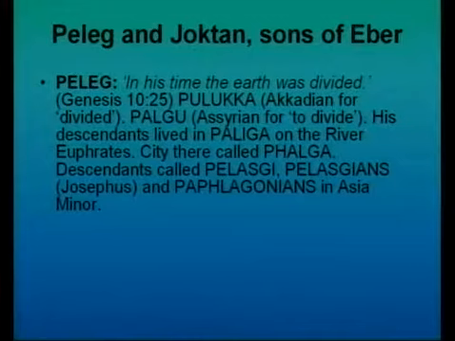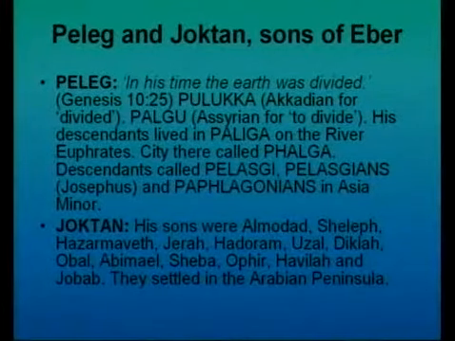Now, we can actually trace the name Peleg in the language, in the Akkadian, because divided in Akkadian is Pulaka, whereas in Assyrian, to divide is Palgu. So you're tracing that back to the original person. And his descendants lived in a place called Paliga on the river Euphrates. There was a city there once called Palga, and the descendants were known as the Pelasgians, or Paphlagonians, which became quite well known in Asia Minor, which is modern-day Turkey.